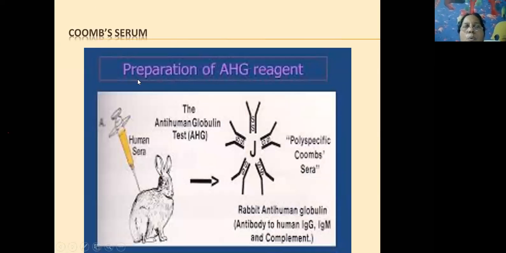So what is Coombs serum? Coombs used a rabbit. Into the rabbit you inject human sera, so the rabbit will produce anti-human globulin. This human serum contains albumin, globulin, fibrinogen, free proteins that will be there in the plasma. This rabbit will produce anti-human globulin that is separated, and that is called Coombs serum.